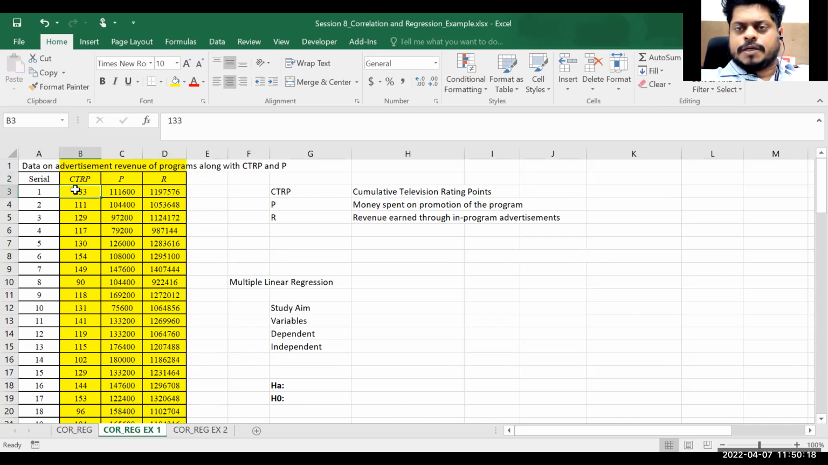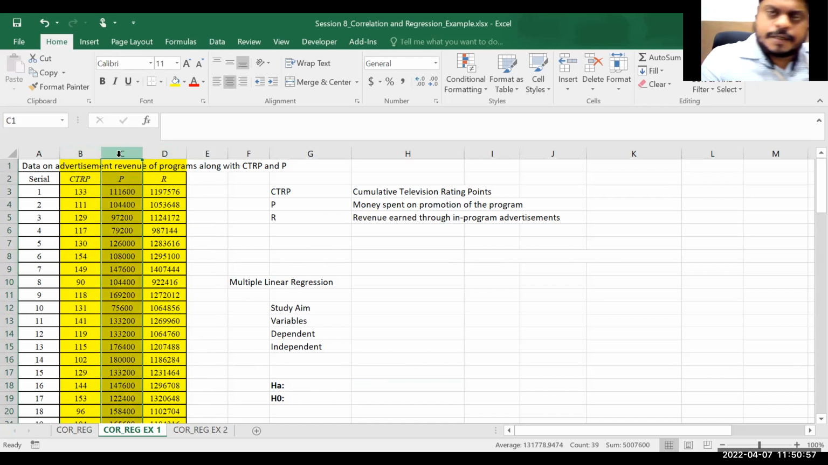Then CTRP is the TRP rating, the popularity rating of that TV program. CTRP means cumulative, like your GPA is cumulative, aggregated. This is per week or per month; it is the aggregated value which is given. So I have three variables: revenue earned by the program, the program's promotional budget, and CTRP ratings, right? Now, obviously, first I have to write my alternate hypothesis. My research objective is to understand whether revenue is dependent on the cumulative TRP ratings and TV promotions, right? So what will my alternate hypothesis be?